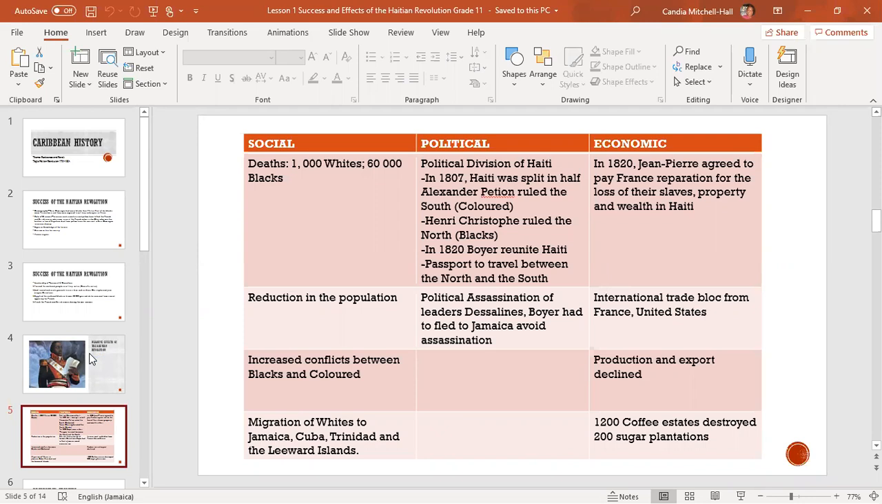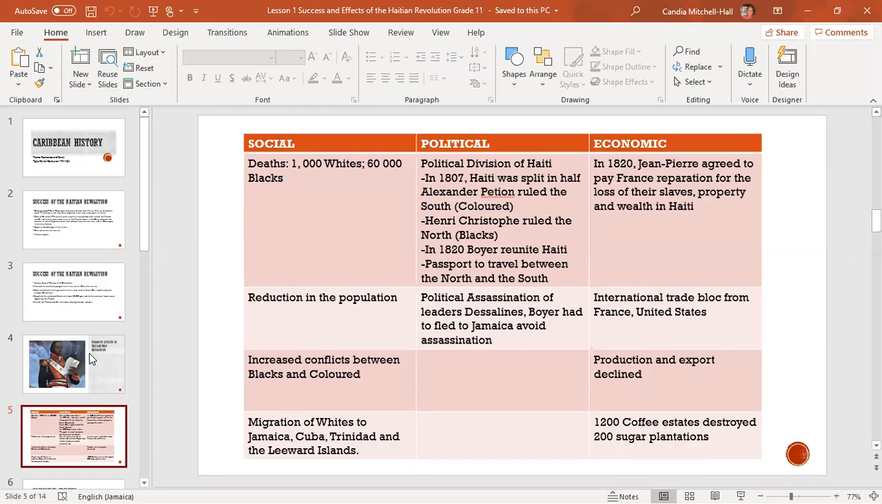Not only that, instability in the country was also fueled by the assassination of its leaders. Dessalines was assassinated. The leader that came after Pétion and Christophe was Boyer. He reunited Haiti in 1820, and he too had to flee to Jamaica to avoid assassination. And even after him, Haiti has a history of killing their presidents or their leaders. So these are some of the negative political effects.